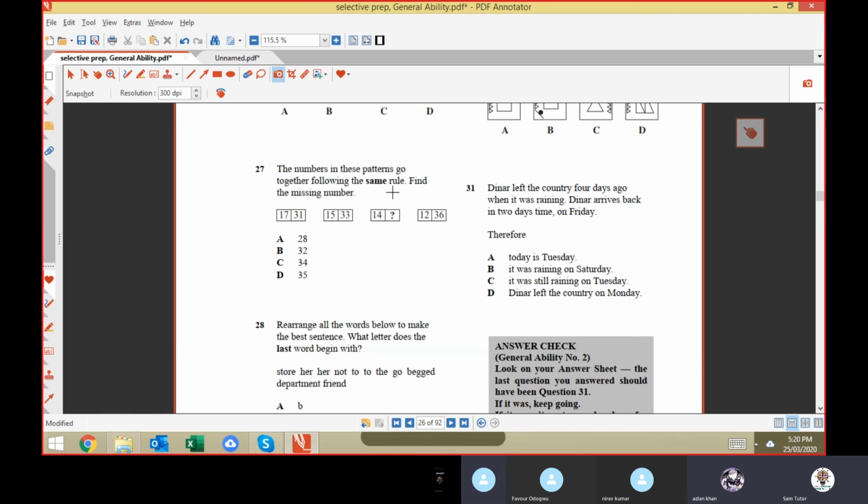Plus 2. Plus 2, plus 2. The first number minus 2, then plus 2. Minus 2 then plus 2. Minus 1. Then minus... wait. Adam, you tell me, what did you say again? With 17 and 15, they minus 2, but then the second number gets bigger. Okay. I don't know.